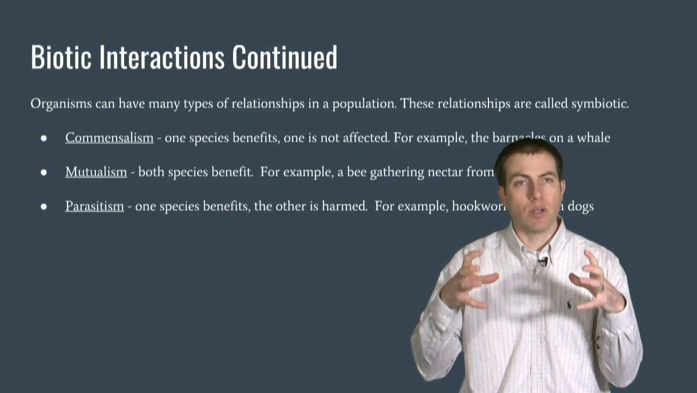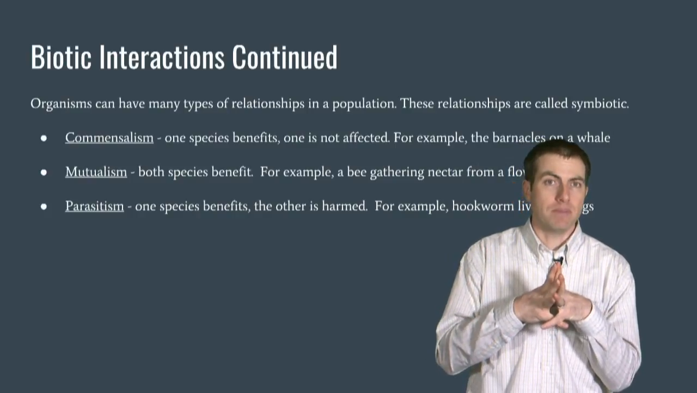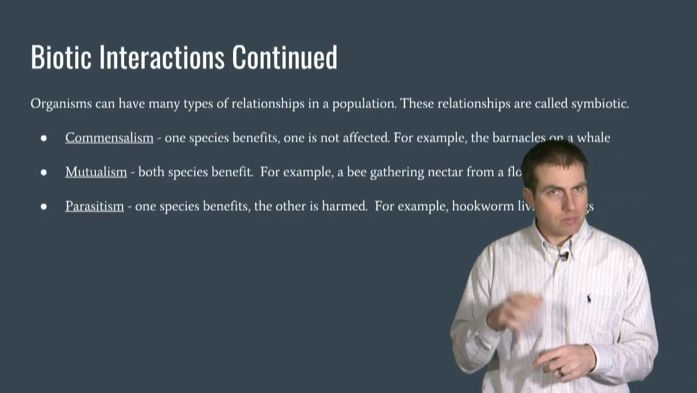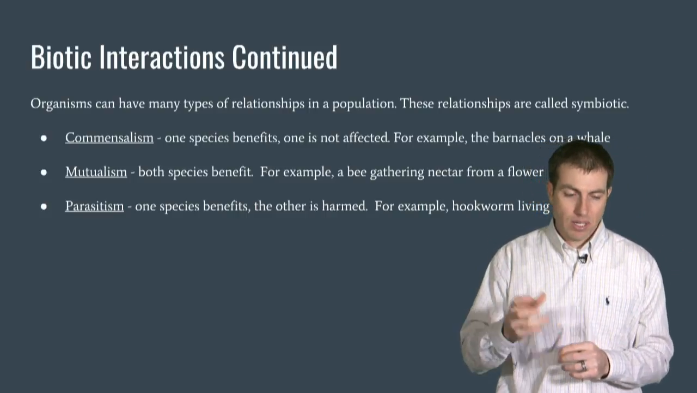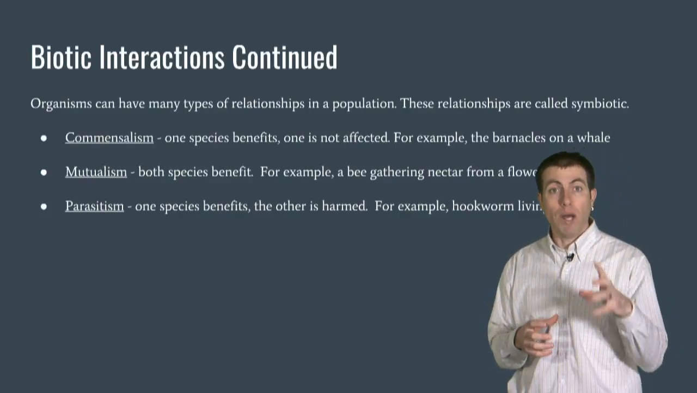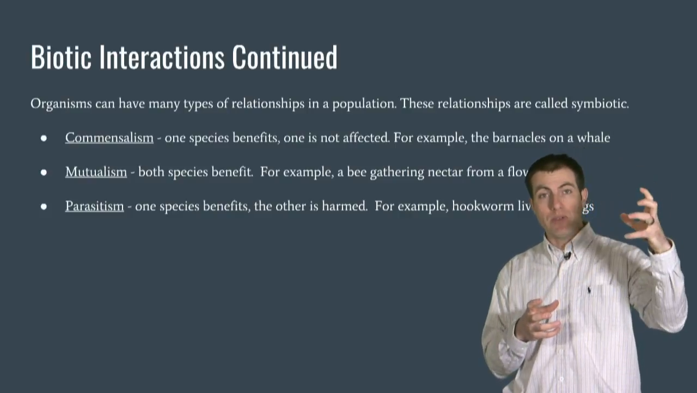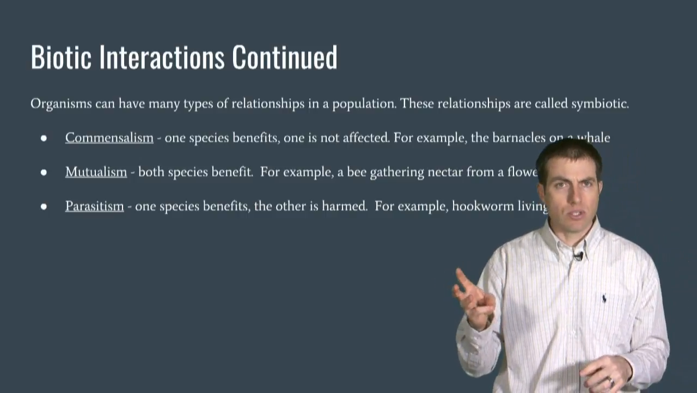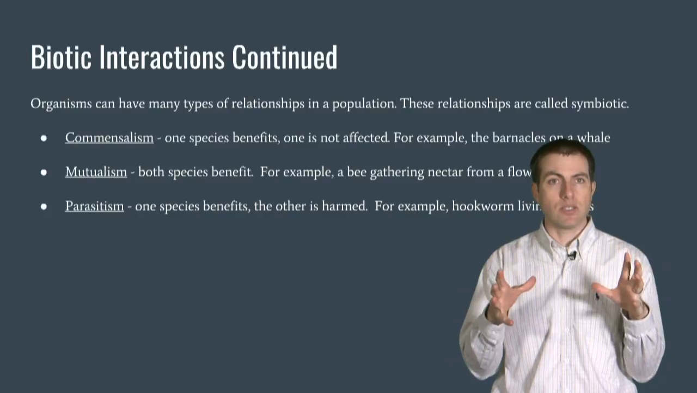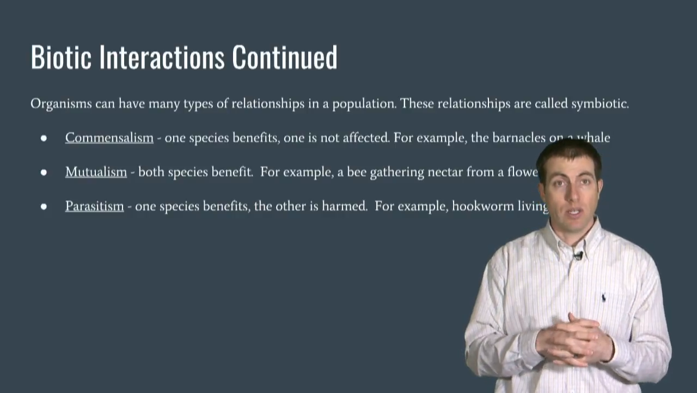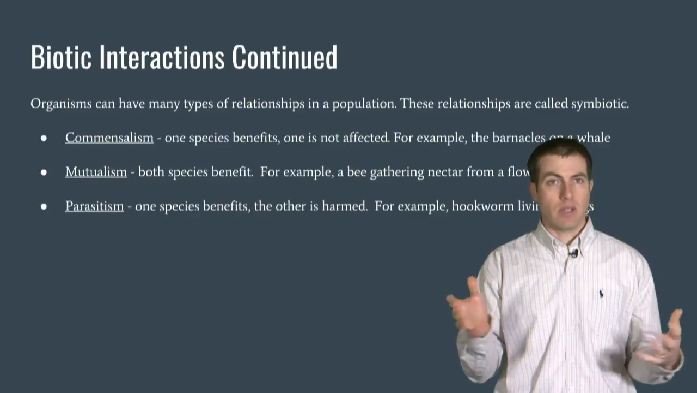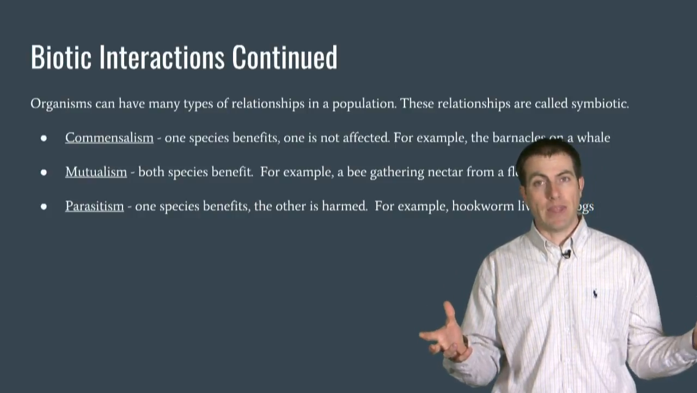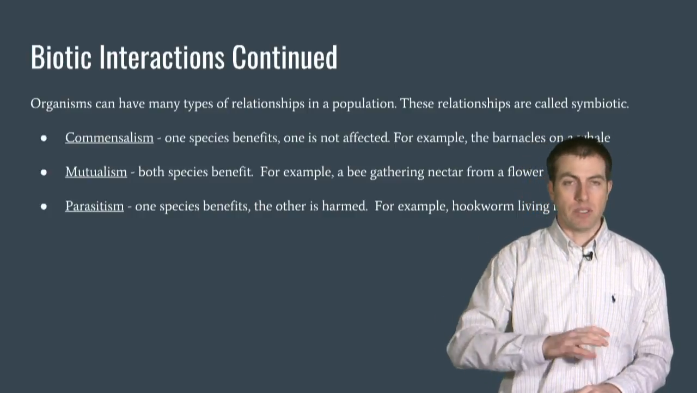Mutualism is an interaction where two species both benefit. So we'll look at some examples of these in a second. And parasitism, you guys have probably heard the word parasite before, but parasitism is where one species receives some great benefit and the other species receives a harm as a result. So generally speaking, all interactions can be put into these three categories. Commensalism, one species benefits, the other isn't harmed or hurt. Mutualism, both species benefit, and then parasitism is where one species benefits and one is harmed.